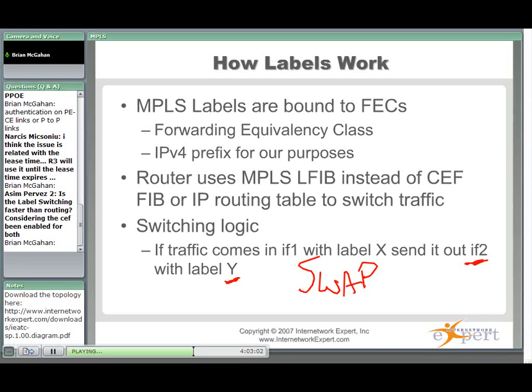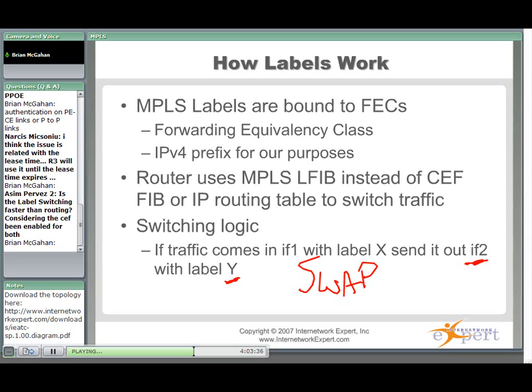Now, there's a question here. Considering CEF is enabled for both of them, what is faster, label switching or regular routing? You will see in a lot of the resources that they say one of the advantages of running MPLS is better forwarding performance. But nowadays, with the ASIC-based platforms, it really doesn't make a difference. If you're looking at something like a 2600 or 3600 and its forwarding capabilities, you may see a difference in performance between label switching and IP routing.